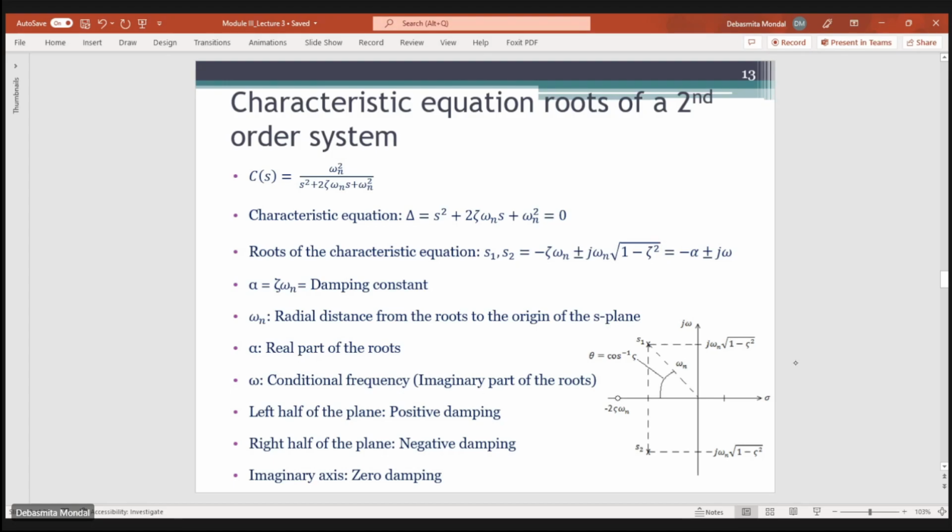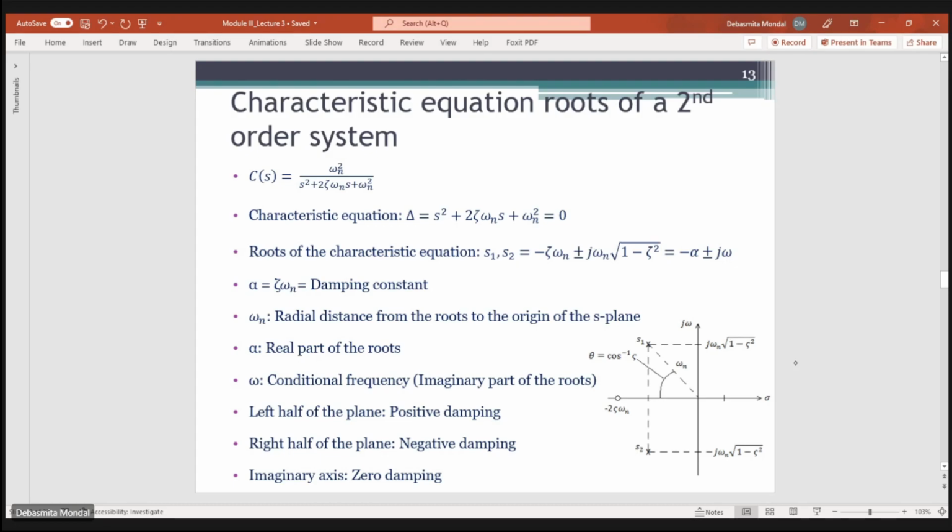Okay, so now if you solve this characteristic equation and find its roots, you can say that these roots are nothing but the poles of the system, because finding the poles of the system also means finding the roots of the denominator polynomial, and the denominator polynomial is nothing but the characteristic equation. It is a second order equation, so there will be two roots in the system. One will be s1 and another is s2.